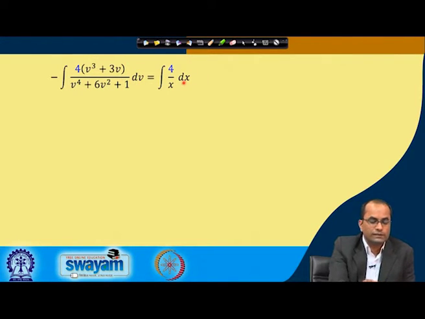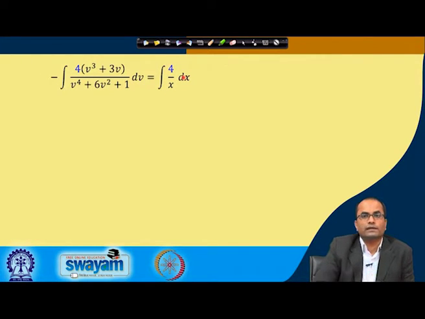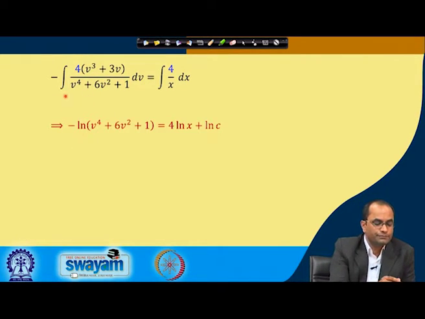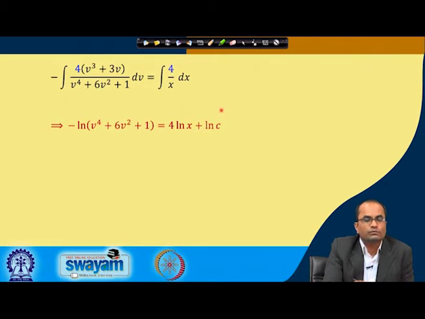So, we can easily integrate now, and here we have 4 over x. The right hand side is also easy to integrate. So, now we can integrate, and this will imply, minus. Again the logarithmic, because the derivative of this is exactly what is sitting in the numerator. So, we have the logarithm of v to the 4 plus 6v squared plus 1 is equal to 4 times the logarithm of x, and we have assumed x to be positive, plus the constant of integration which we have taken in the logarithmic form.